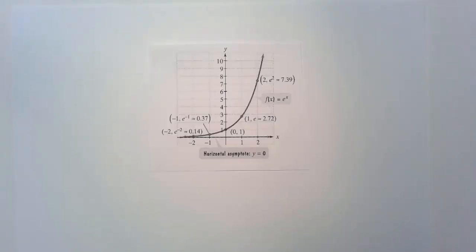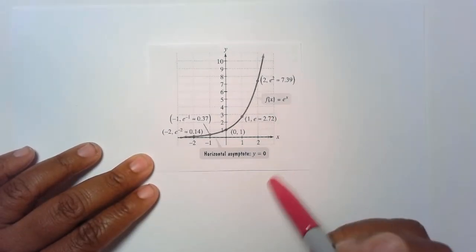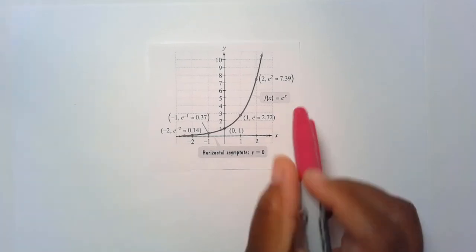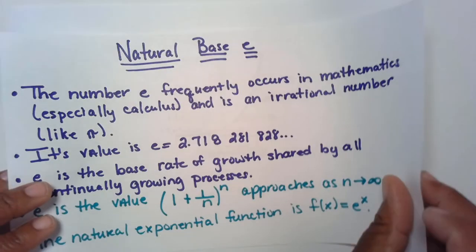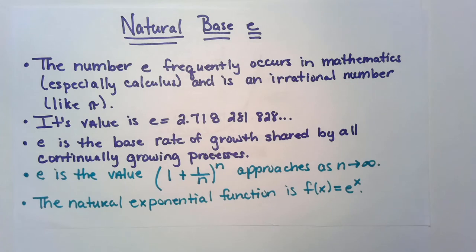All right, I want us to take a look at this graph here. Notice that it says f of x is equal to e to the x power. Let's talk about this e to the x power, which is called the natural base e. Think of pi. Pi is a symbol that we use that has an approximation of 3.14, and it's an irrational number, where e falls in that same category. The number e frequently occurs in mathematics, especially calculus, and is an irrational number.